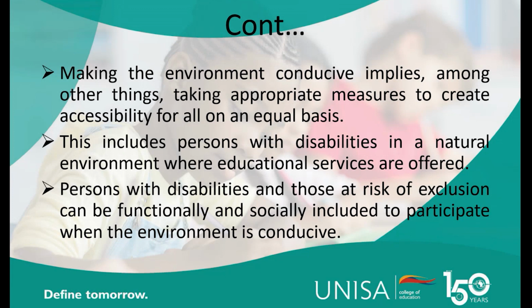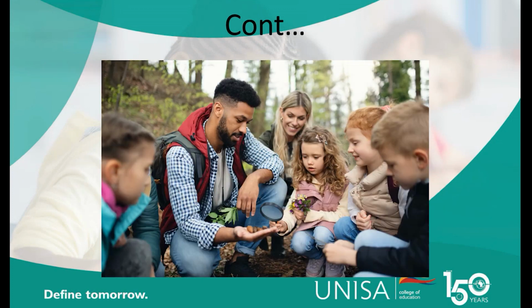Making the environment conducive implies, among other things, taking appropriate measures to create accessibility for all on an equal basis. This includes persons with disabilities in a natural environment where educational settings are offered, and persons with disabilities and those at risk of exclusion can be functionally and socially included to participate when the environment is conducive. Let's take a look at the following pictures here.